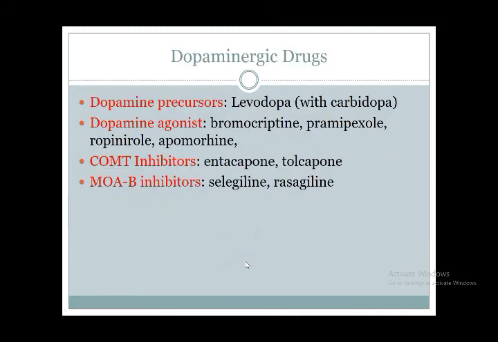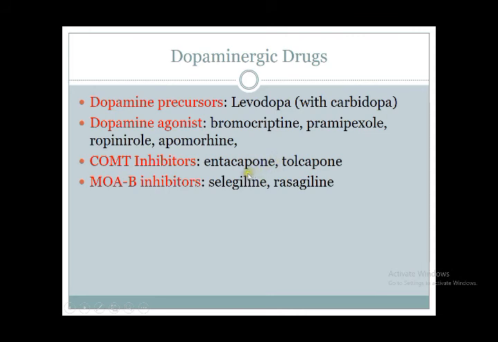So, what are the different dopaminergic drugs? Dopamine precursor levodopa, which is commonly used under the name of Sinemet, is used with carbidopa, which is a peripheral inhibitor of the conversion of this precursor to dopamine. So basically, levodopa is a precursor of dopamine, and it is converted to dopamine in the brain when it crosses the blood-brain barrier. Dopamine agonist drugs include, for example, bromocriptine, pramipexole, ropinirole, and apomorphine, and we have ropinirole available in Pakistan.